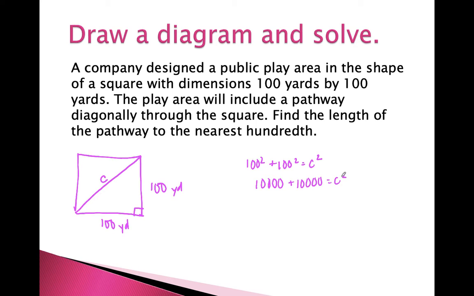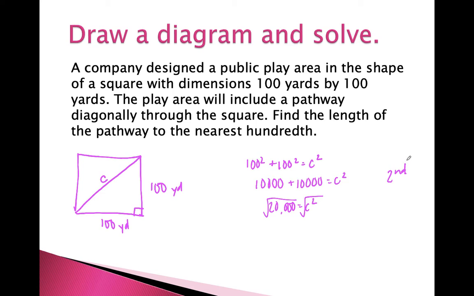So 10,000 plus 10,000 is 20,000. And then 20,000 is equal to C squared. And then to find C, we take the square root. So again, we take second on our calculator, the x squared button. So hit the second button first.